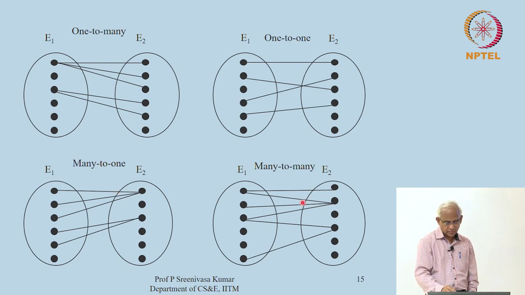In many to many, many E1 entities may be associated with an entity. For example, all these three are associated with this, and then these two entities are related with that. I will show you examples of this in practice. We will take the educational institution model that we are talking about, and in that we will discuss various examples.